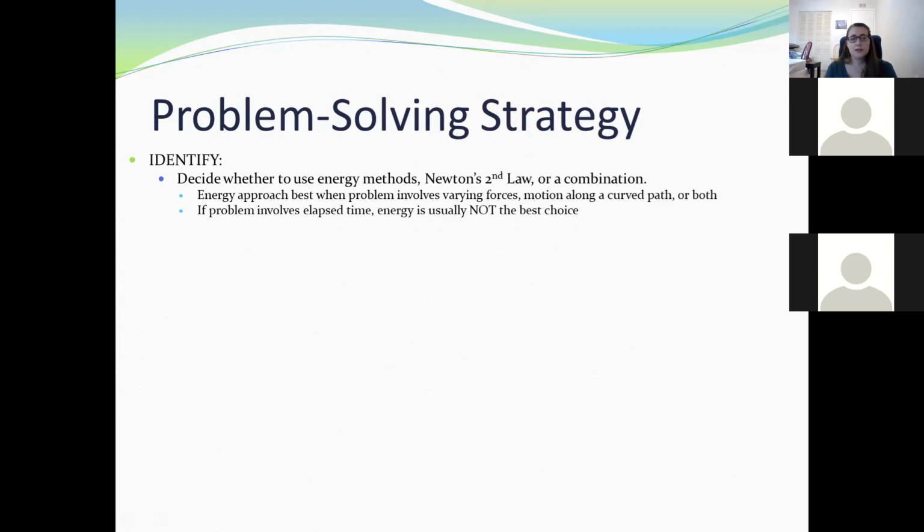Energy approaches are best if the problem involves forces that are varied, or if we're moving along a curved path, because kinematic equations for that sort of thing are kind of complicated. If the problem involves time, though, energy is usually not the best choice, because we don't explicitly have time as one of the variables in our equations for energy.